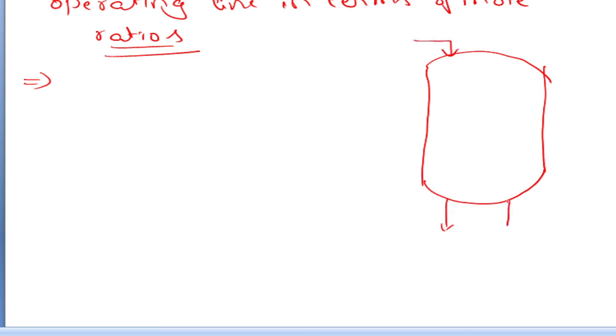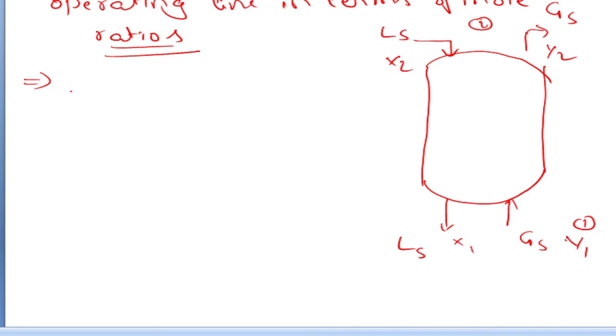So liquid entering and leaving, gas entering and leaving. Liquid flow rate LS, in terms of the non-diffusing component, and here also LS, and similarly GS. I already told you, this GS value doesn't change because the number of moles of non-diffusing component remains constant throughout the column. So now the mole ratio, suppose here position 2, X2 Y2, here position 1, X1 Y1.